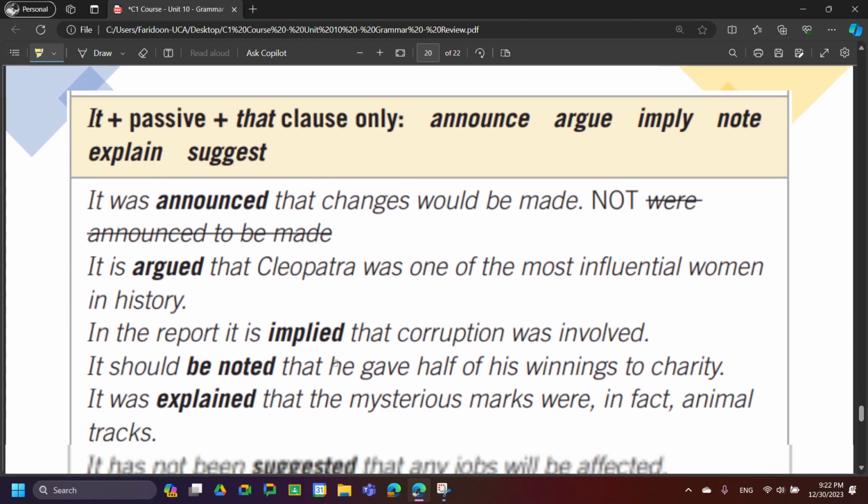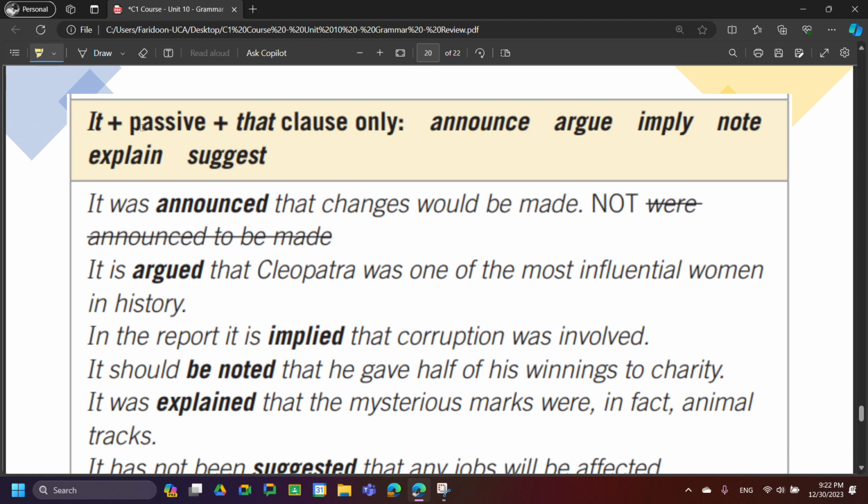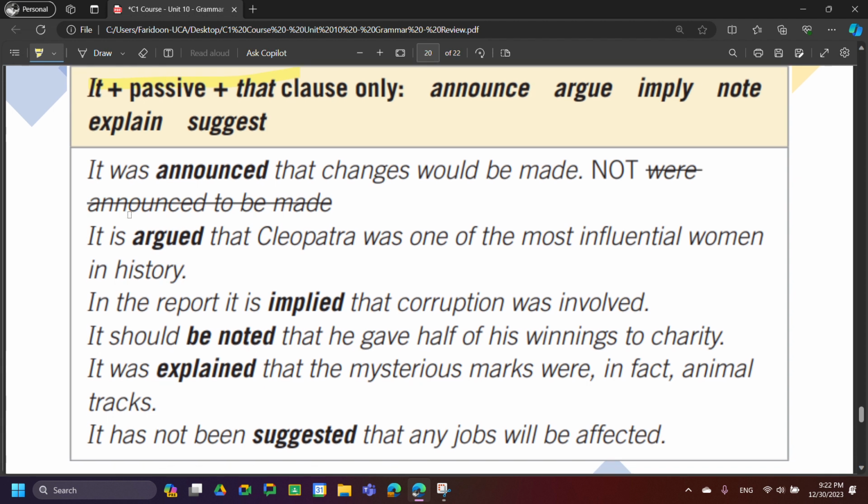Okay. So what about this one now? These ones only follow this structure, okay? It plus passive plus that clause. Announce, argue, imply, note, explain, and suggest. Okay, let's go with the first one.